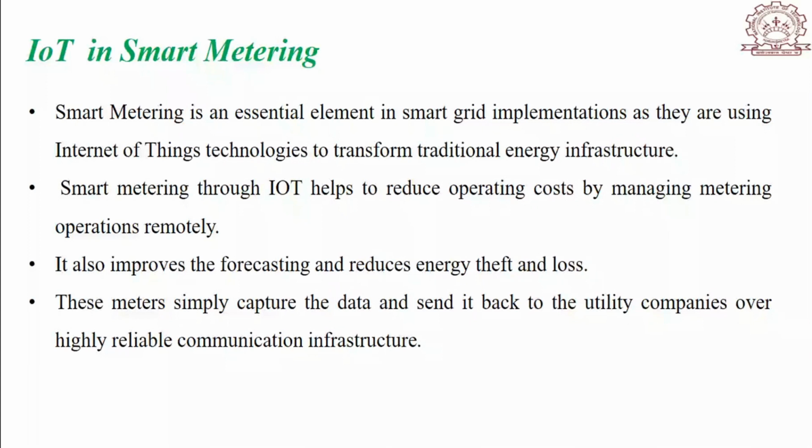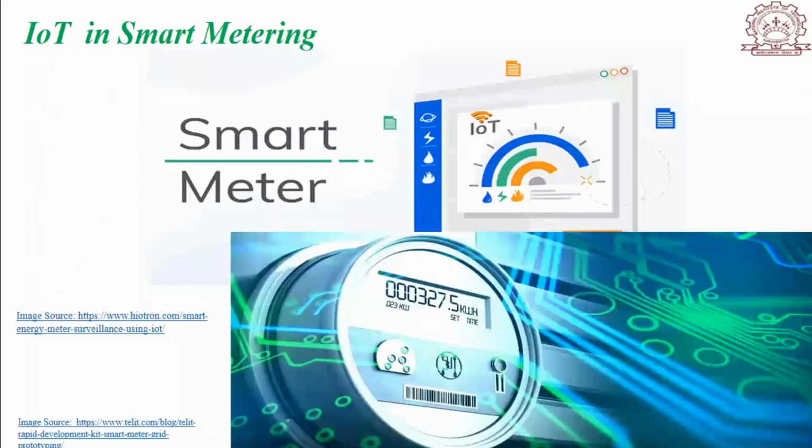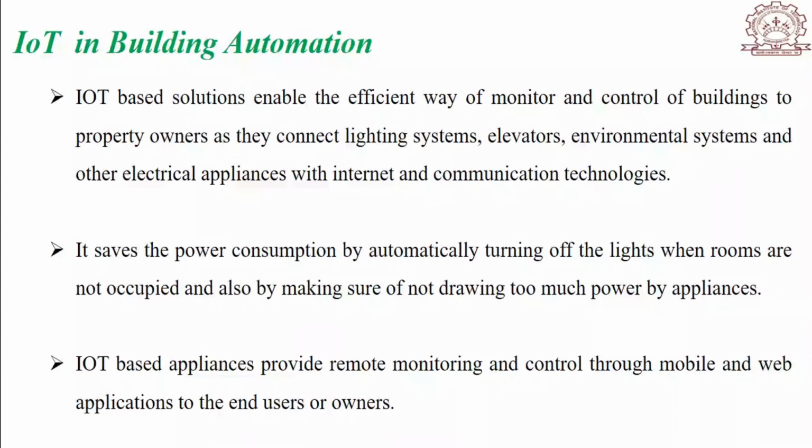So where the power theft is, that can be easily tracked. So these meters simply capture the data and send it back to the utility companies over highly reliable communication infrastructures. So this is the smart meter image I have taken from some websites. This smart meter gives the kilowatt, the unit, and the power factor, how much is there. So all required information can be automatically sent to the electricity company or electricity board.